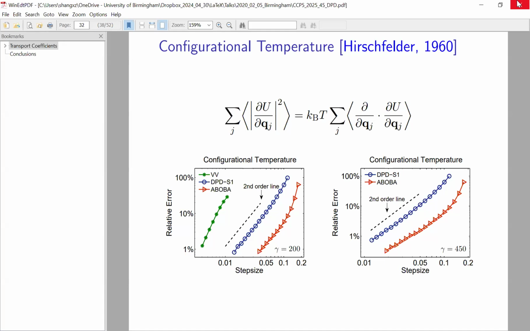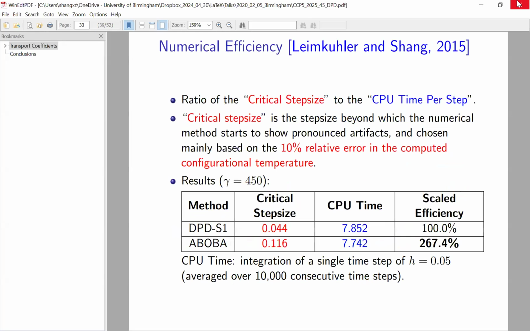If we draw a line somewhere here, and say we want to have 10% error, the largest step size that they can use is about 0.05, but then we can use about 0.1, so we can at least double the performance. We also try to quantify the numerical efficiencies. So we look at the largest step size we can use from each of the methods. In the shadowless method, we can use just below 0.05, but for my method, we can use just above 0.1. So we can double the step size, and the CPU time is very similar. Therefore, we can reduce the simulation time by more than 50% compared to the shadowless method.